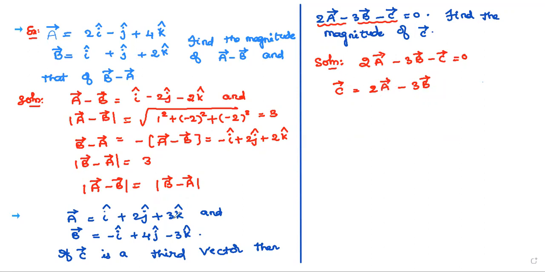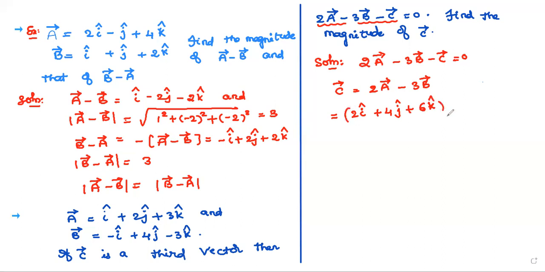In this, A bar we know, and B bar also we know. So both you try to substitute here. That is equal to how much, sir? 2 times A bar, directly multiply with 2. This vector multiplied with 2 means 2 times I cap. Multiply with 2, 2 2s are 4, plus 4J cap. Multiply with 2, 2 3s are 6, 6K cap.